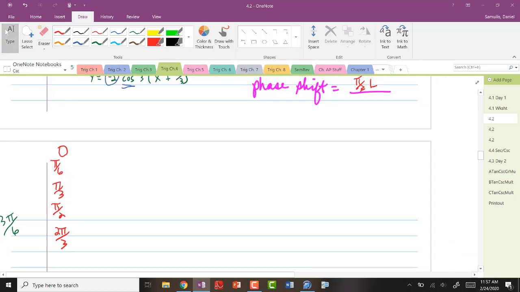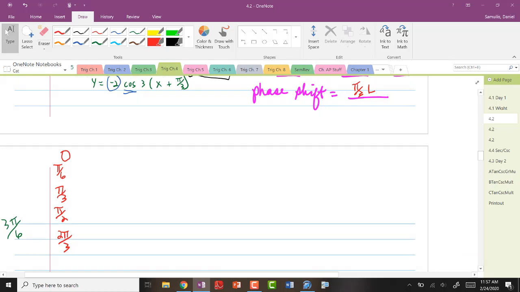Okay, and then we're going to go. What does it mean to go left pi over 3? Add or subtract? Subtract.